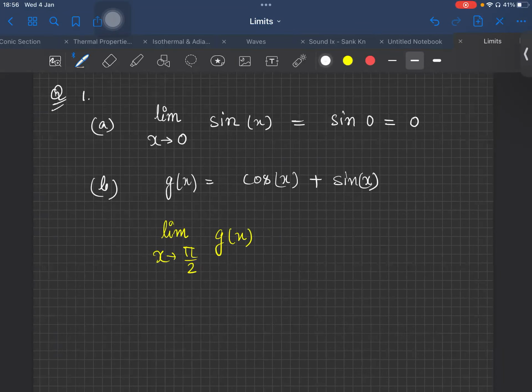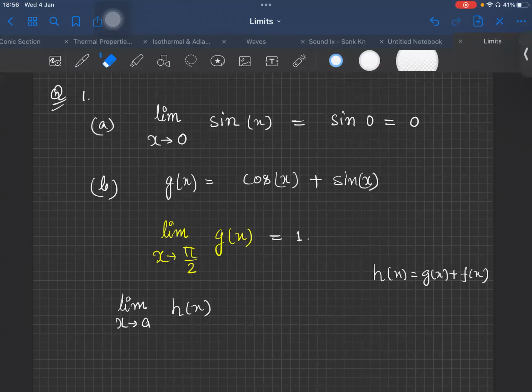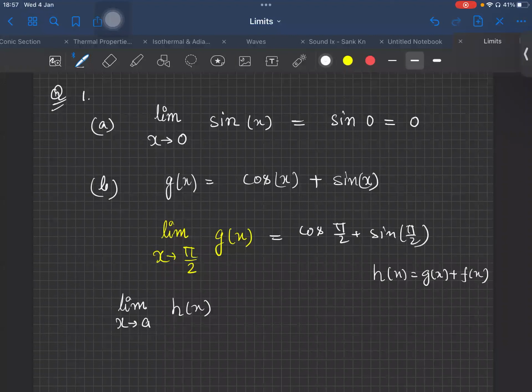So as of now, that means you have understood. You just need to substitute the value: cos pi by 2 plus sin pi by 2. So cos pi by 2 is 0 and sin pi by 2 is 1. So this will be equal to 1.